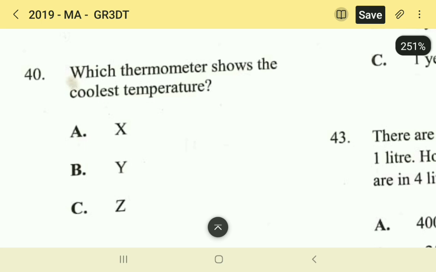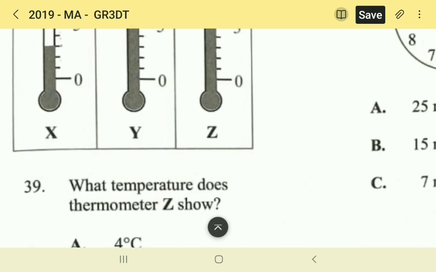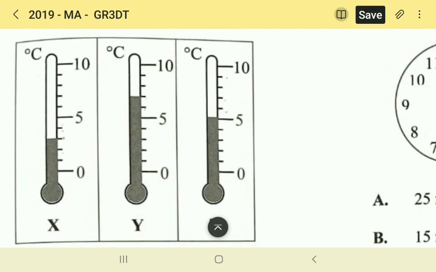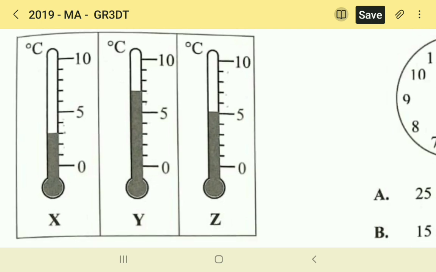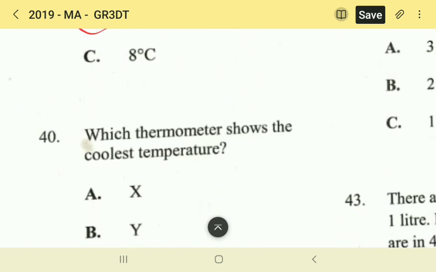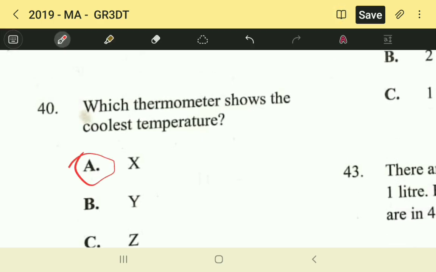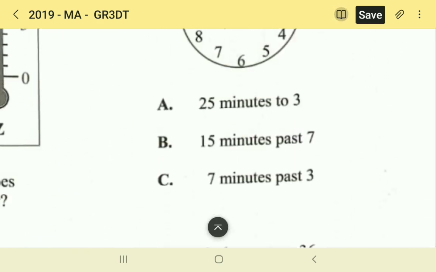Which thermometer shows the coolest temperature? X, Y, or Z? All right. So let's look for the coolest temperature, which is closer to 0. And that's thermometer X. X is at A. Let's go over to 41.